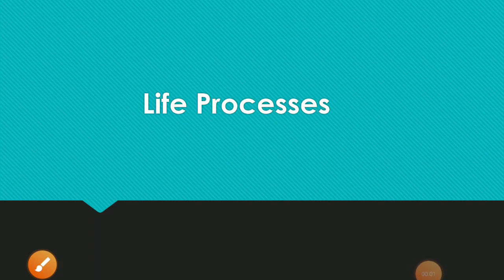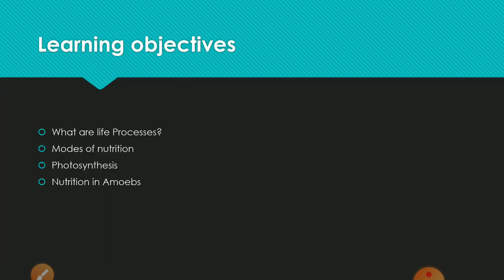Hello everyone. Today I am going to start 10th Biology Chapter 6, Life Processes. First, the learning objectives of the chapter. In this chapter, you will be able to know about life processes, about modes of nutrition, how photosynthesis occurs in plants, and how nutrition occurs in amoeba.